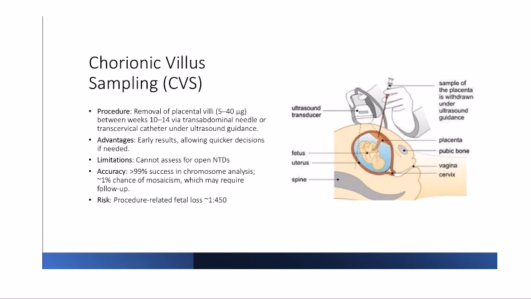CVS, performed between 10 and 14 weeks, involves collecting placental villi tissue for analysis. It offers earlier results compared to amniocentesis, but doesn't assess neural tube defects. Chromosome analysis success rates exceed 99%, though there is a small chance of mosaicism, which may require further testing.